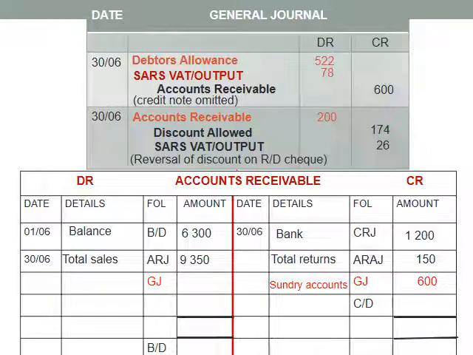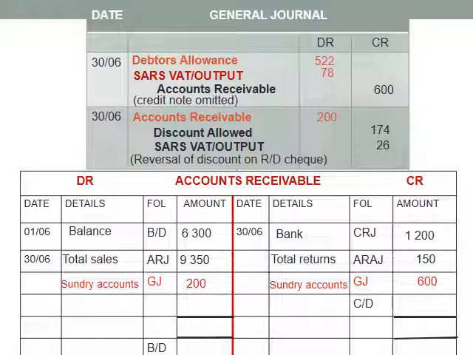The next entry is the entry that dealt with the reversal of the discount on the RD check. In this transaction, we said the accounts receivable will be debited while the discount allowed and the SARS VAT account will be credited. Therefore, at the end of the month, we go to the debit side of the accounts receivable according to the general journal entry. We will also record it as sundry accounts because it represents two accounts that must be credited. The entry is recorded in the general journal under the folio. The total amount is 200.